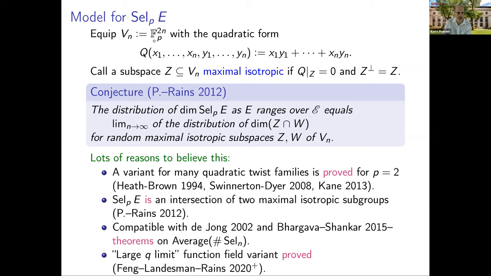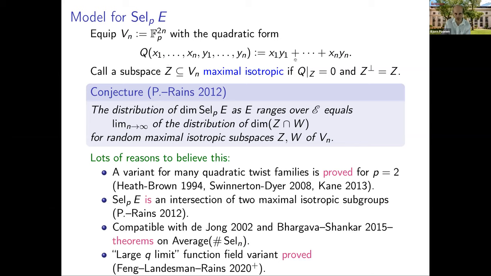You start with a big vector space, so n is going to be large, an F_p vector space of dimension 2n. But not just a vector space, I want to make it a quadratic space, which means it's a vector space equipped with a quadratic form, a homogeneous polynomial of degree 2 on this vector space. So it's a quadratic form in 2n variables, and this is the simplest non-degenerate quadratic form there is, called the hyperbolic quadratic form, where you just take the sum of the products of the coordinates. It's kind of like a dot product, except I'm viewing it as a function of one argument, one vector of length 2n.